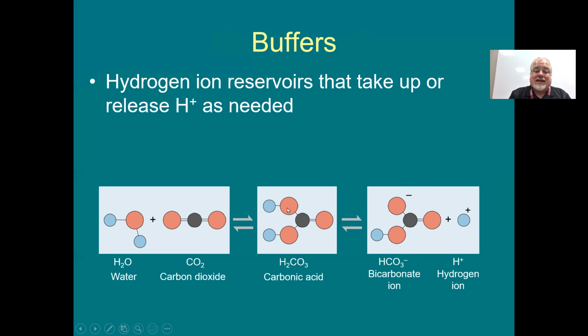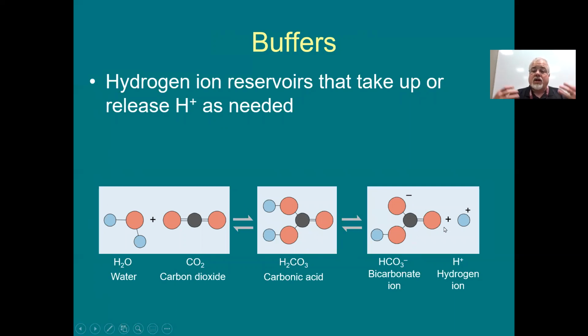So we've got a weak acid, carbonic acid, and a weak base, bicarbonate. The weak acid is an acid because it can give up a hydrogen ion, making the solution more acidic. The weak base, bicarbonate, is called a base because it can combine with the hydrogen ion again, going back to carbonic acid. It can go back and forth. You notice this double-headed arrow.